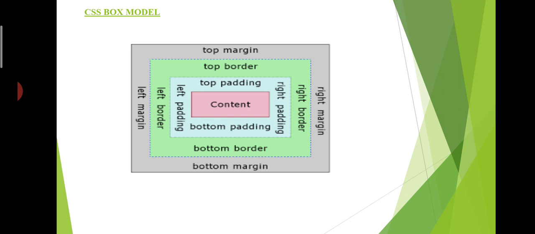Coming to this block diagram, which represents the CSS box model. If you observe this diagram, the middle part we call the content. Next, after the content, we see the padding, which has sections like left padding, right padding, top and bottom padding. After the padding, we observe the border. Next, after the border, we observe the margin.